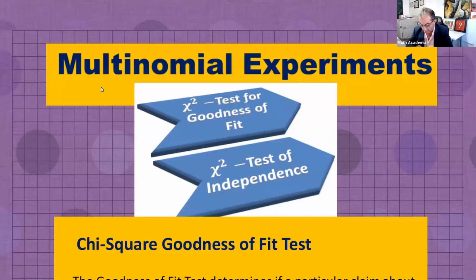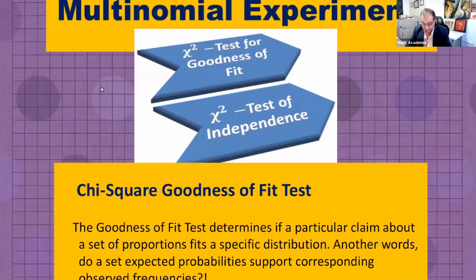Hi everyone. All right, in this video I want to go over multinomial experiments. And let's see what are multinomial experiments. It's the chi-squared test for goodness of fit and the other one, the chi-squared test for independence or homogeneity of proportions. Now this I covered in the last video, and tests of independence are just the contingency tables. Here we're going to go over the chi-square test for goodness of fit.